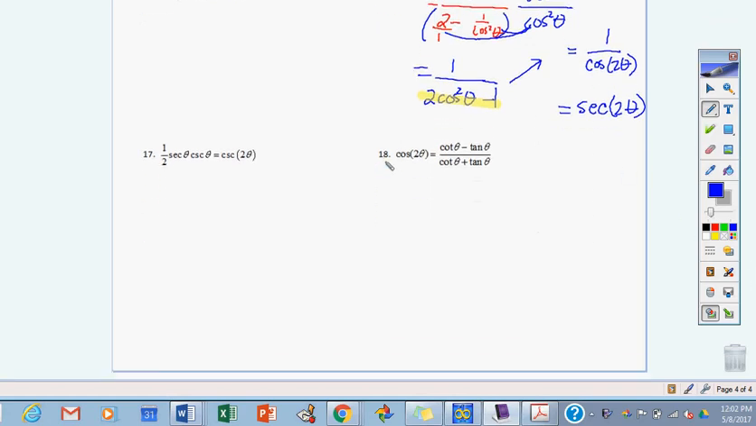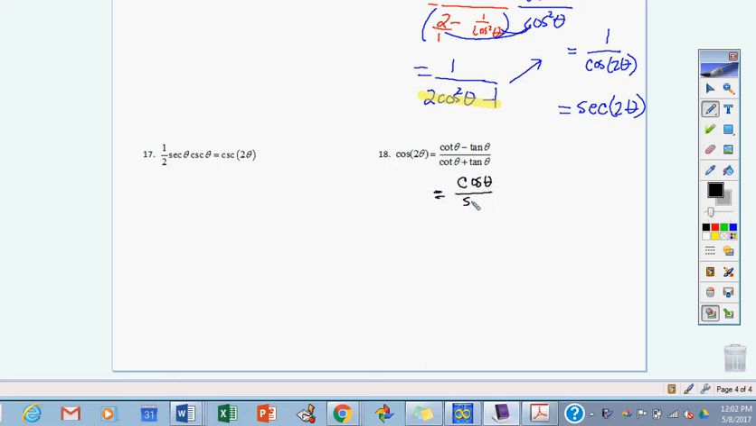Is number 18. All right, so number 18 here. Let me switch colors. I'm there now. Again, there's 3 ways to convert this one into that. 3 identities to choose from. I'm going to start with the right side, and I'm going to do what most kids like to do, and that's to convert into sines and cosines.